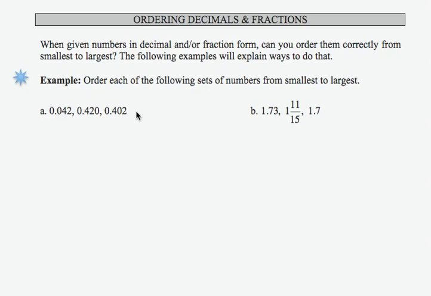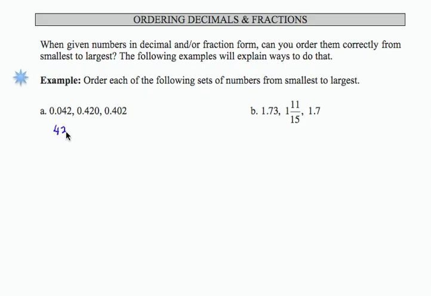When we're comparing decimals, and especially comparing decimals and fractions, we want to be sure that we have our numbers in a form where we can really determine which one is the largest. So if you look at part A here, we have 0.042, and that's really 42 over 1,000. And the next one, 0.420, is 420 over 1,000. And the last one, 0.402, is 402 over 1,000.